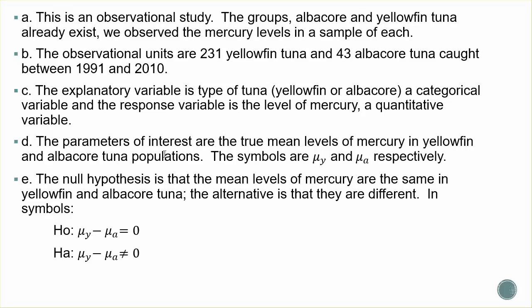All right, and then the parameters of interest. So what are we studying? Well, we want to know what is the true mean level of mercury in yellowfin tuna and the true mean level of mercury in albacore tuna. And the symbols are mu y and mu a respectively. These are parameters, right? These are what is true in the whole population. So it's a mean. It's the mean level for all the yellowfin tuna and all the albacore tuna.